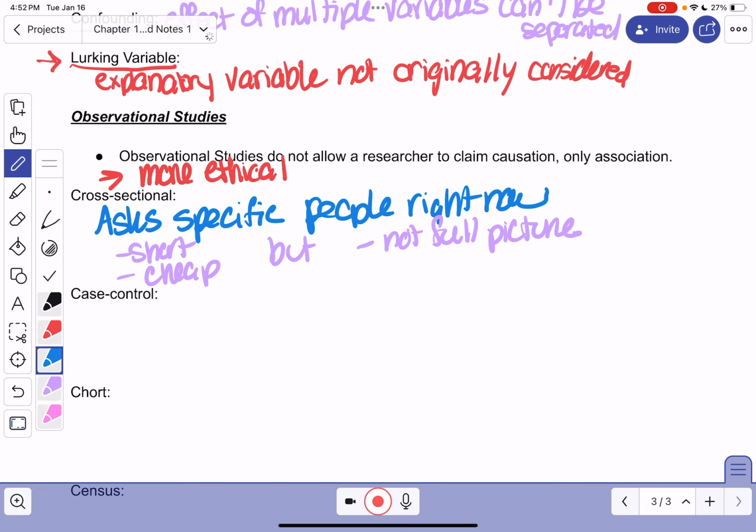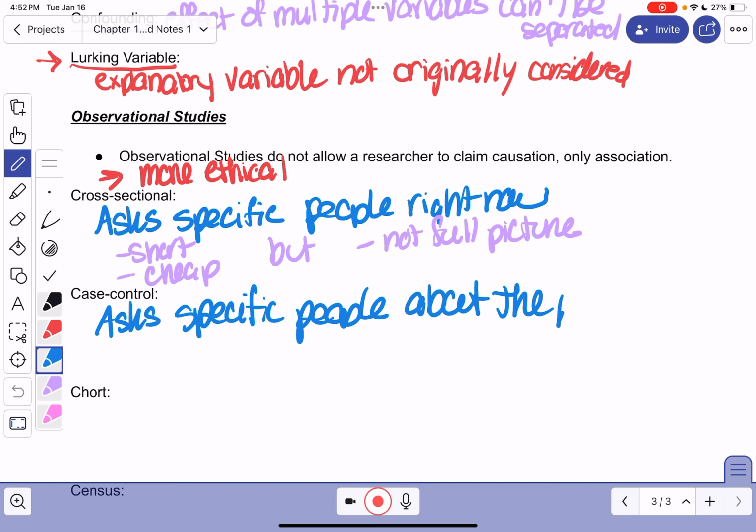Similarly, a case control asks a bunch of people, but now you're having them think or look back about the past. So you're saying, hey, in the past 20 years, have you smoked? Do you have a brain tumor? So again, it's quick and inexpensive because you're just asking these people right now.